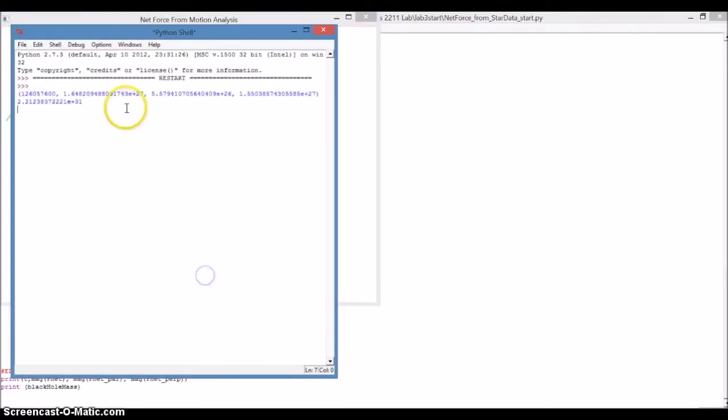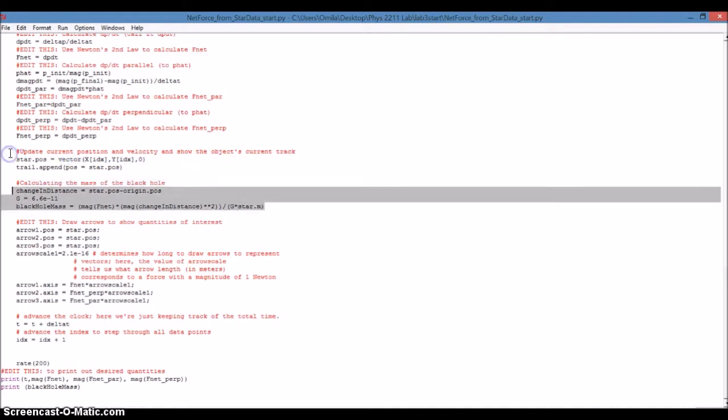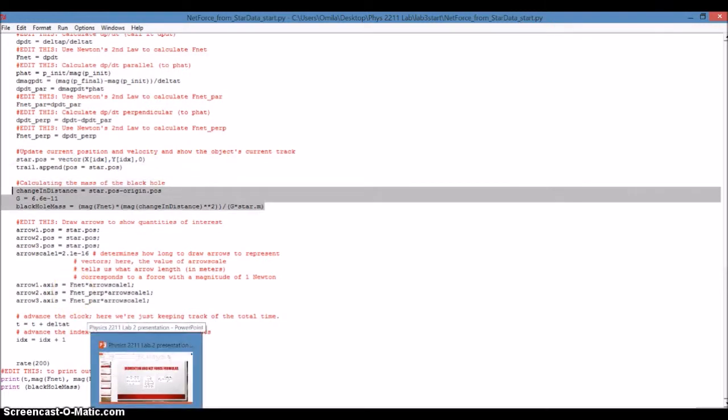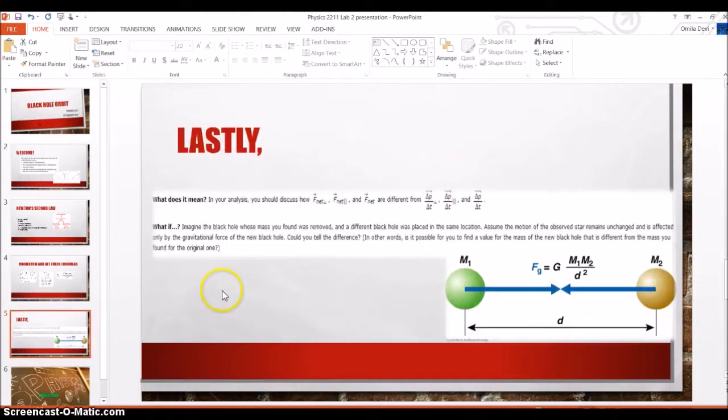By running my computational model, the result was a mass of 2.212e31 kilograms for my black hole. Now, one important point to note is that although Fnet was set equal to dp/dt in this Python code, there is a fundamental difference between Fnet and dp/dt, as well as their parallel and perpendicular components. Fnet represents the total sum of the pushes and pulls on a system, while dp/dt is the change in the system's momentum due to an outside force.